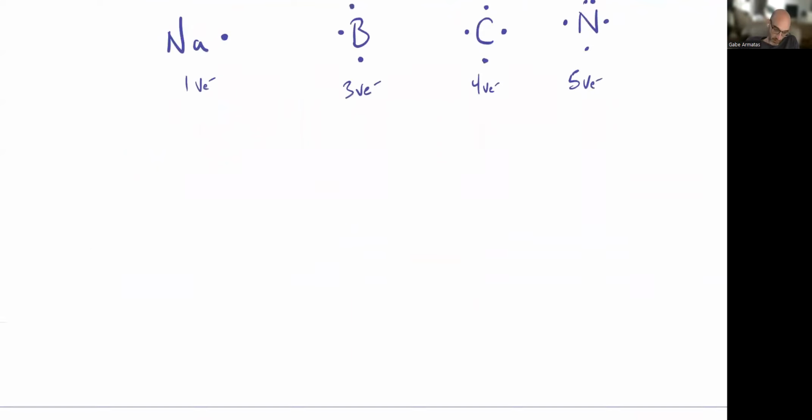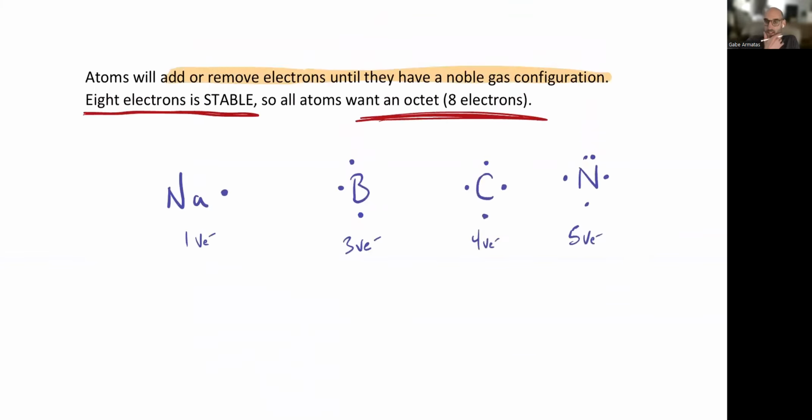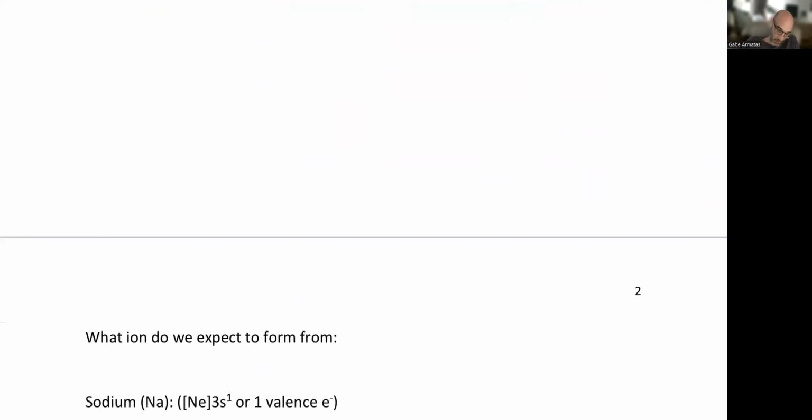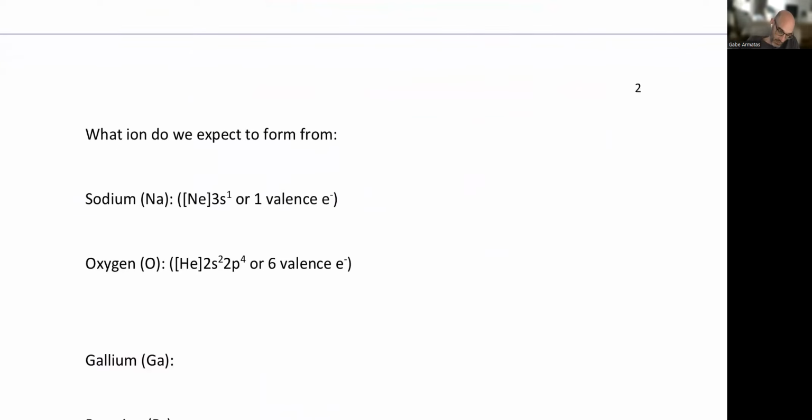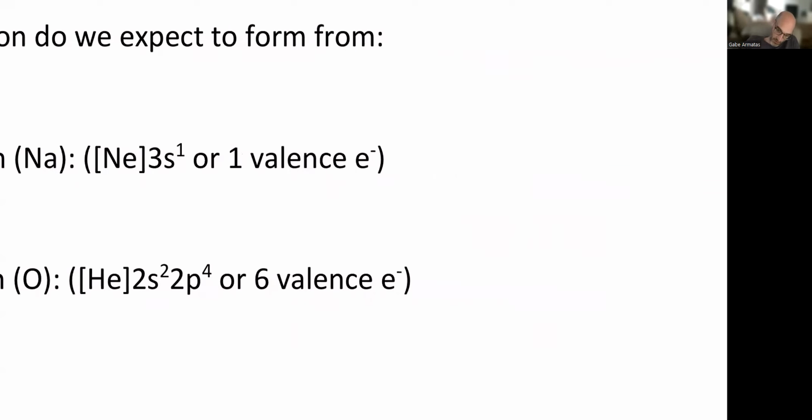Okay, so when we look at these things, we know that they have a certain number of valence electrons, and what they're going to want to do is add or remove electrons in order to be stable. So let's take a look at sodium. Sodium has a configuration of neon 3s1, or just simply 1 valence electron. Ultimately, we don't really care about the neon portion of it. We just care about how many valence electrons it's got. So sodium has 1 valence electron.